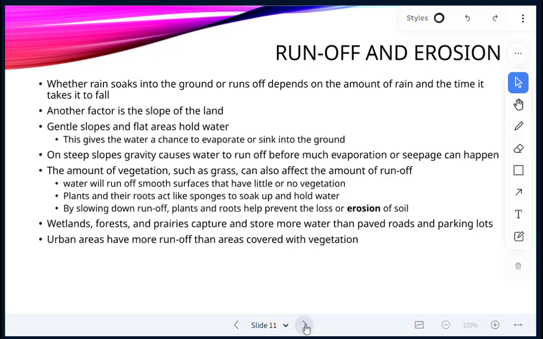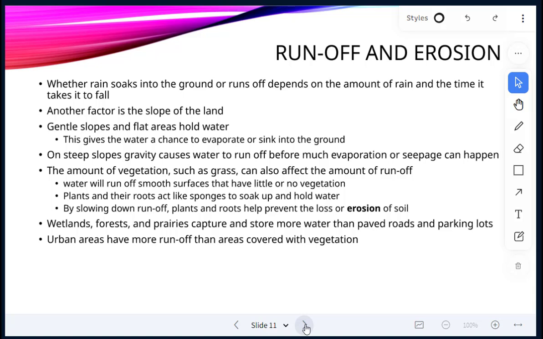Runoff and erosion. So whether rain soaks into the ground or it runs off depends on the amount of rain and the time it takes to fall. Another factor would be the slope of the land. So gentle slopes and flat areas will be able to hold the water. That gives the water a chance to evaporate as well as sink into the ground. If it's a steep slope, then gravity is obviously going to cause water to run off before much evaporation or seepage can happen. As well, if there's a lot of vegetation like grass, that will also affect the amount of runoff. If it's a smooth surface that doesn't have very much vegetation, then water will just run off.